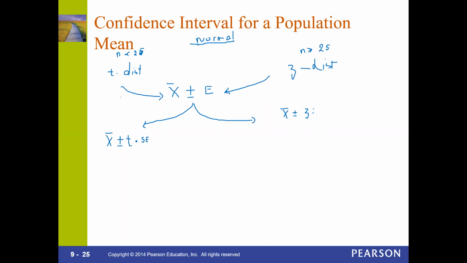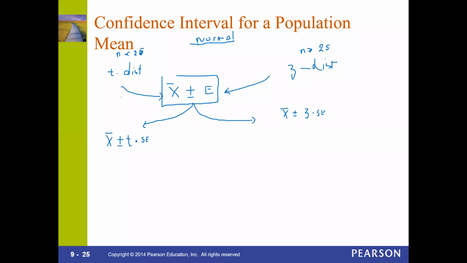We're trying to do something called a confidence interval, just like we did for the population proportion. There are two different formulas for the T and the Z distribution. If you have a large sample, you use Z. If you have a small sample, you use T. But the formula is the same.